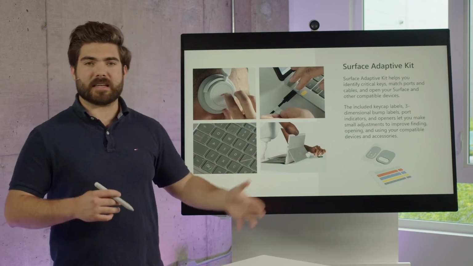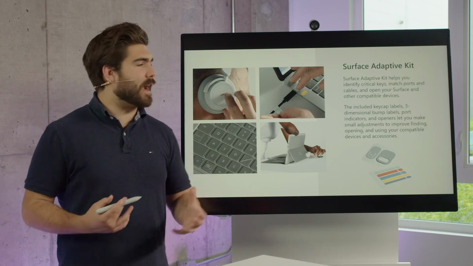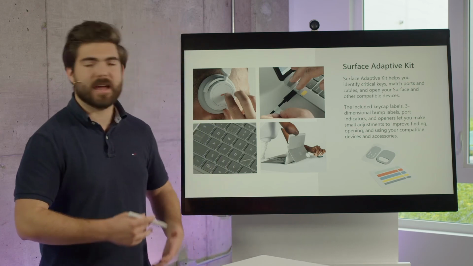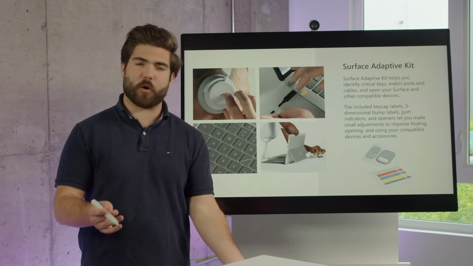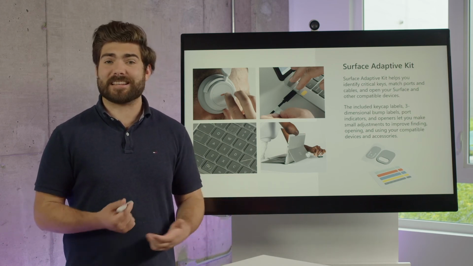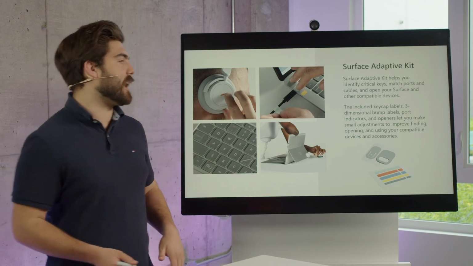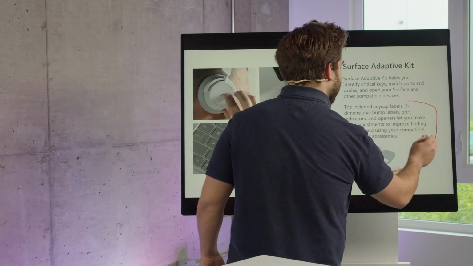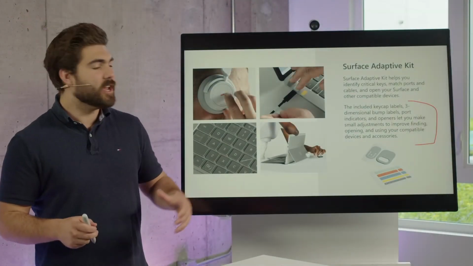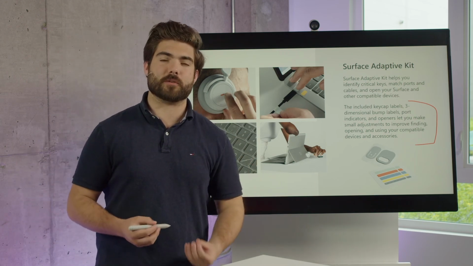Now, the point of this device is, while there are certain things that those of us who are maybe more typically abled might take for granted when it comes to utilizing a device, they're not inherently easy for everybody. Things like opening the lid of a laptop, opening the kickstand of one of our 2-in-1s, finding the correct key to begin typing, or connecting the correct cable to its corresponding port. So the Surface Adaptive Kit has things like keycap labels, 3-dimensional bump labels, port indicators, and different openers and levers that can be connected to the device, as you can see in a number of these images, to make them more intuitive to use for everybody.